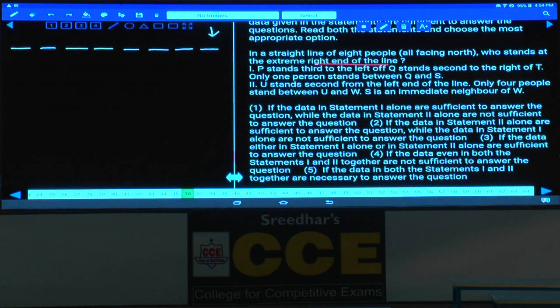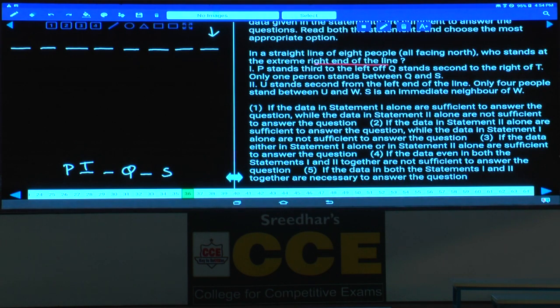Now tell me condition number 1. P sits third to the left of Q. Q stands second to the right of T. Only one person between Q and S. This is what the order looks like, isn't it? And the last person cannot be identified. One alone is not sufficient.